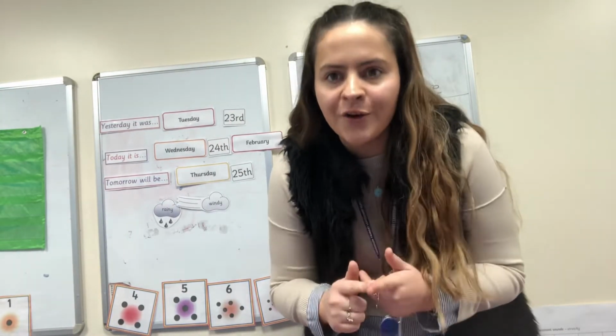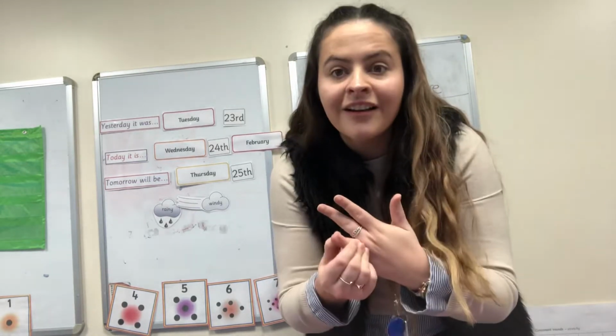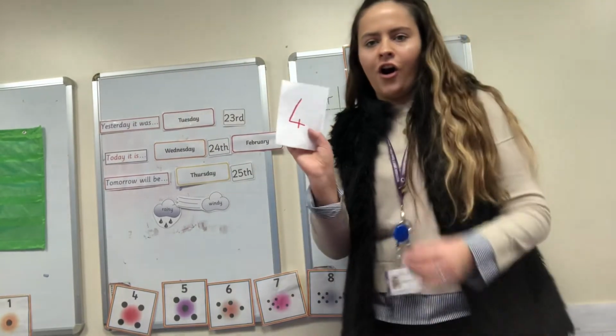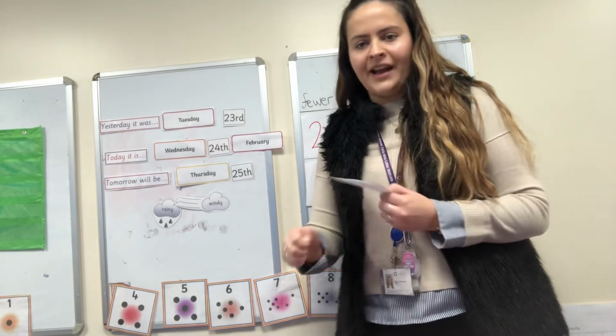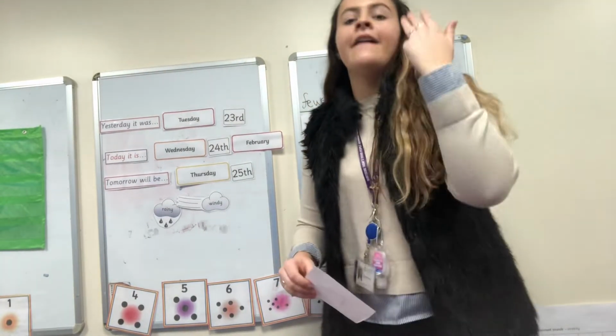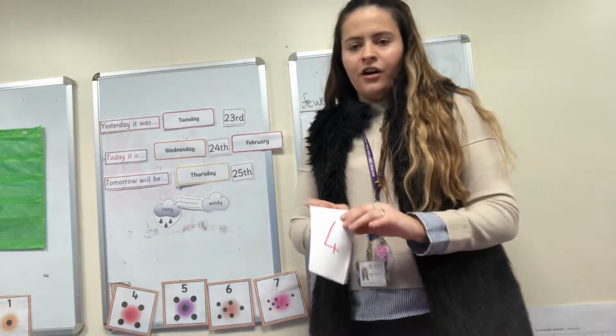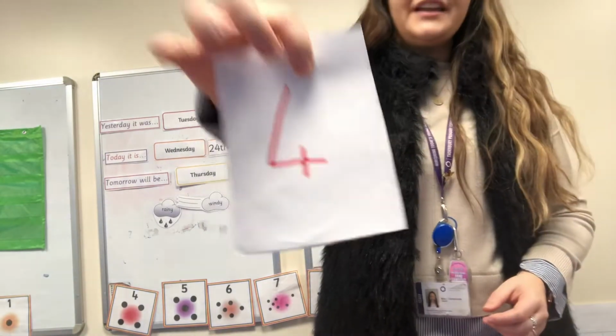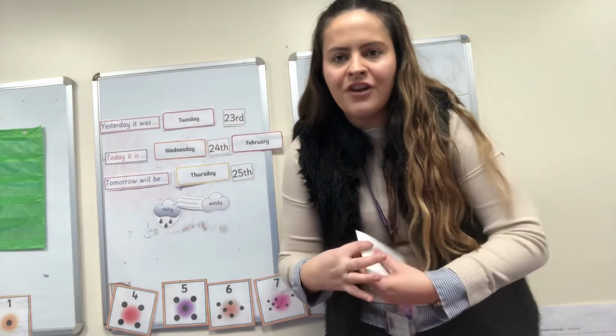1, 2, 3. Well done, brilliant. The number 4 comes after the number 3 when we're counting, doesn't it? Number 4 is after 1, 2, 3, 4. So we know that the number 4 is more than the number 3.